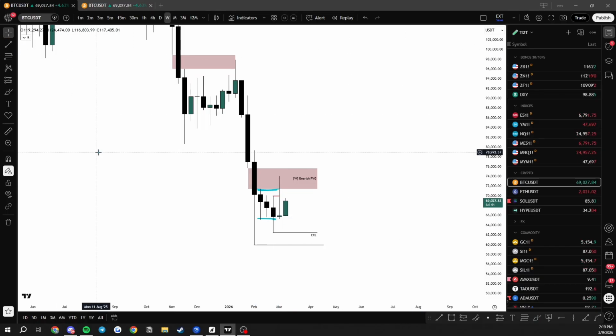Whenever I start to see this many inside candles being produced, I know that on the horizon there's going to be a very explosive move, right? And so that's good information for us. We know a big move is coming.